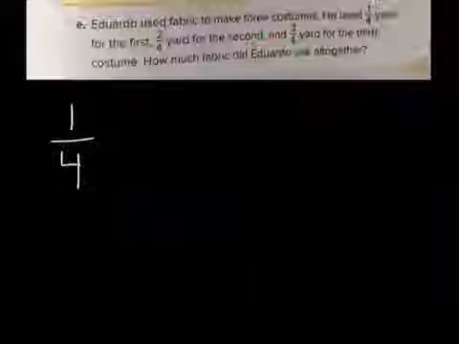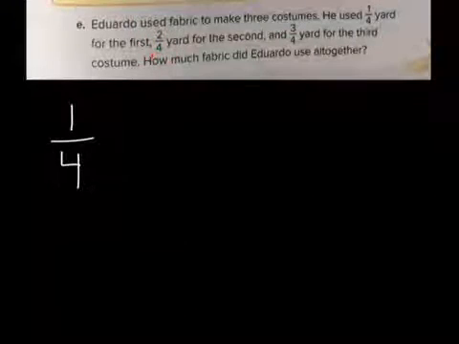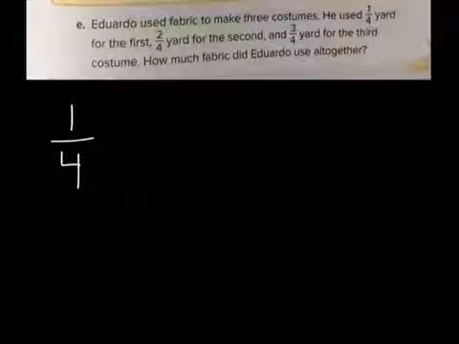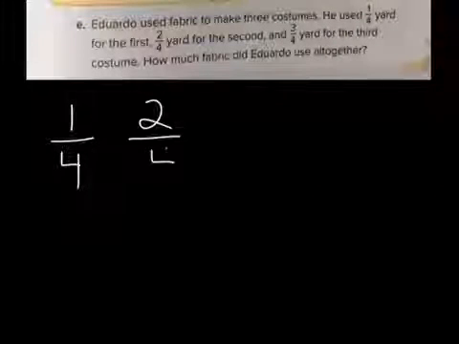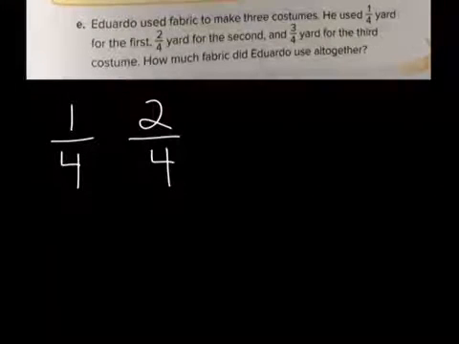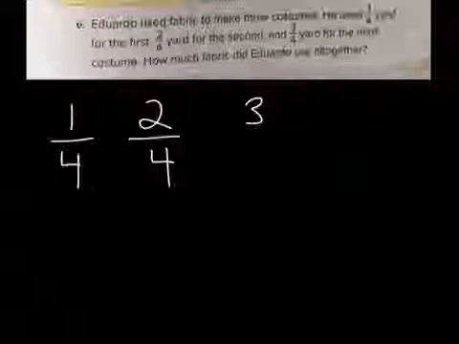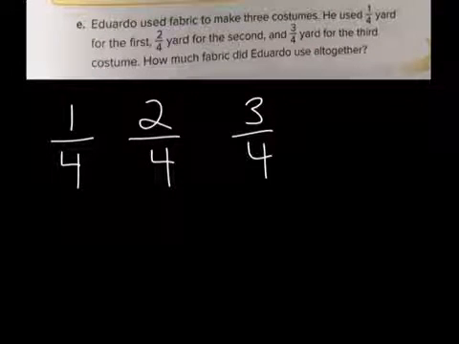2/4 of a yard for the second. Now you know that this can be written as half a yard, but let's just write it as 2/4 of a yard for the second. Okay, 2/4 of a yard for the second, and 3/4 of a yard for the third costume. Meaning the costumes are getting bigger and bigger.